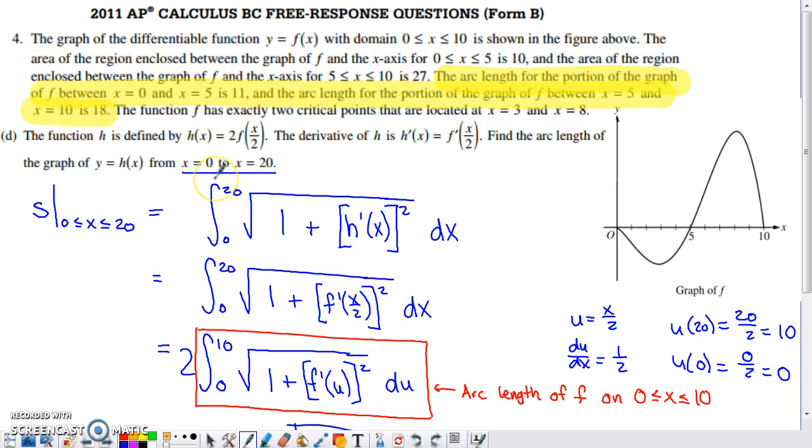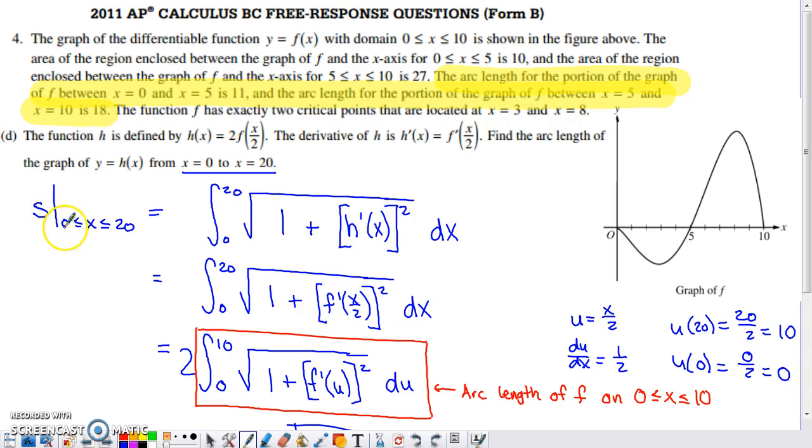So what sticks out to me as being sort of weird is that this interval is supposed to range from 0 to 20, and the graph of f only has a domain of 0 to 10. So this seems a little bit weird. We're going to have to probably make some sort of adjustment later on is what that implies to me. And what I'm going to do is try to recall what the curve length formula, the arc length formula, says.